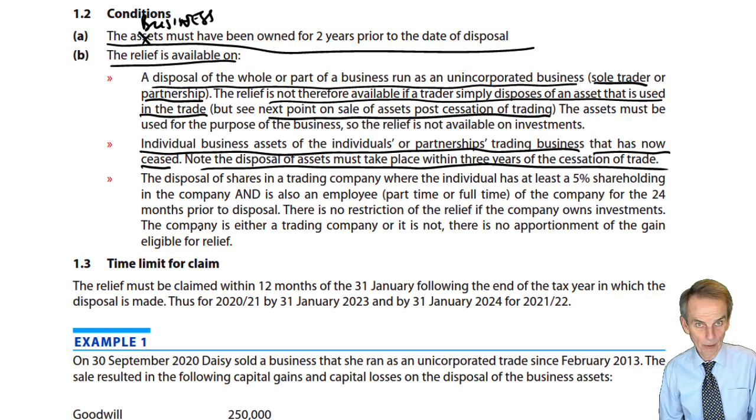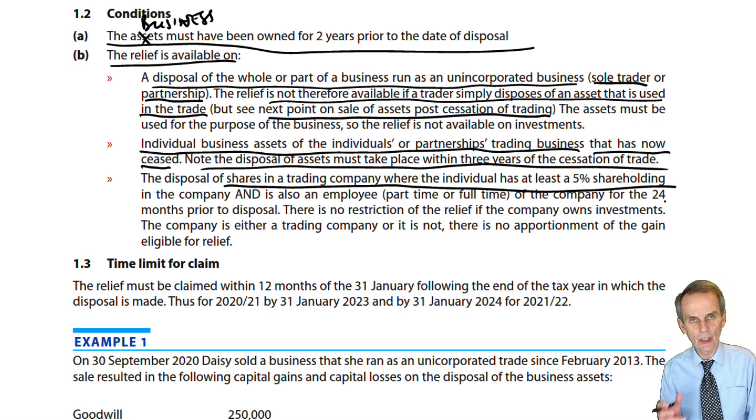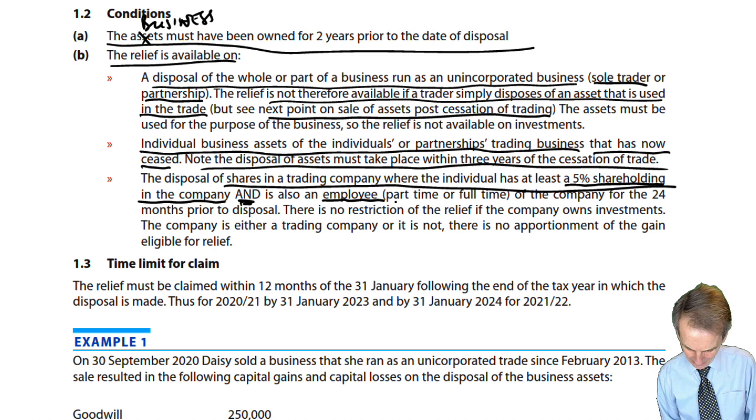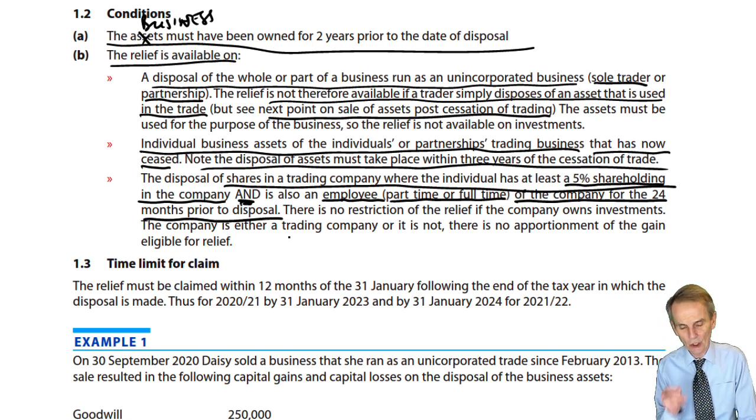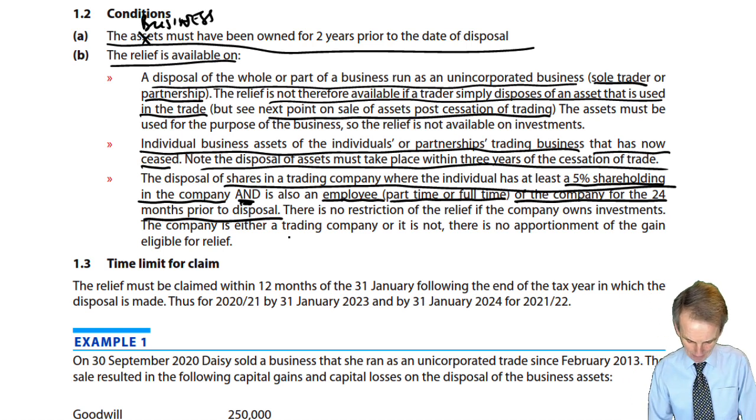What about if it's a company and what we're doing is to sell shares? The disposal of shares in a trading company where the individual has, right, the conditions now for the relief to be available. First one, must have at least a 5% shareholding in the company and is also an employee. Now that can either be part-time or full-time there. So as long as you are an employee, it doesn't have to be full-time. An employee of the company for the 24 months prior to disposal. So again, a 2-year qualifying period here in terms of the ownership of the shares and being an employee.